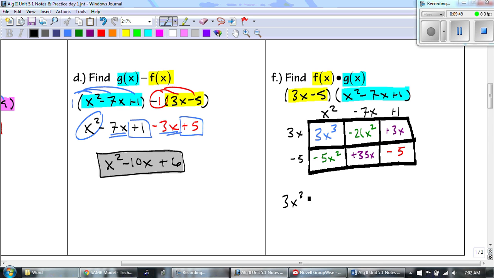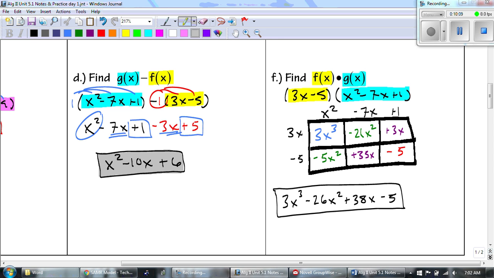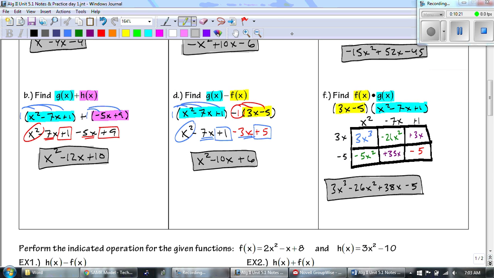So we have the 3x cubed out front. Negative 5x squared minus 21x squared is a negative 26x squared. 35 plus 3, we get 38x, and then minus 5. Okay? I think the hardest part about this is just keeping track of what operation you're doing. So you really have to pay attention to what's in between the functions.